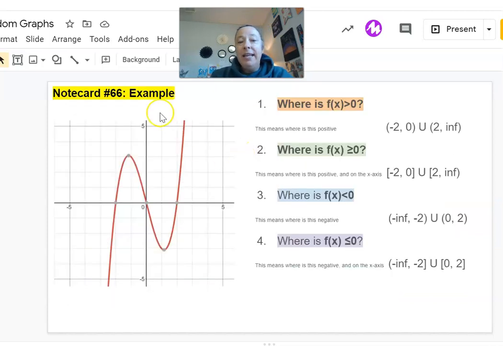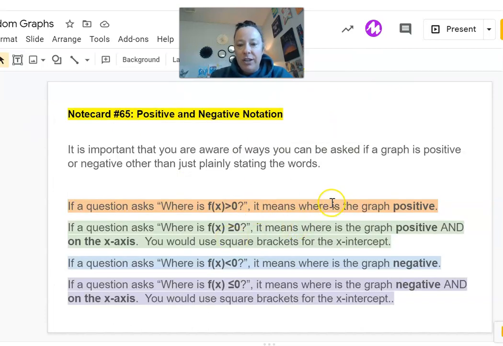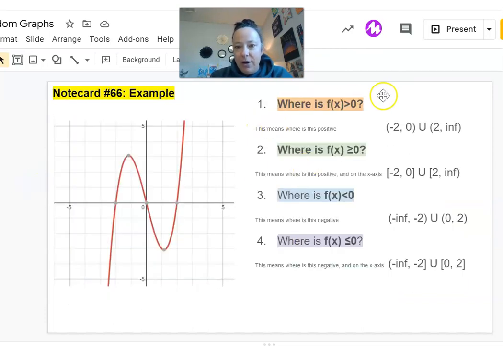All right, and here's note card 66, which is an example. So I correlated the colors, the orange, so you can go back and look at this, but I also put it right here. This just means where is it positive? Now remember, you go left to right and you notate with x values. So it's positive from -2 up to 0, union 2 to infinity. Because if I were to smush those down, that would be the interval notation.